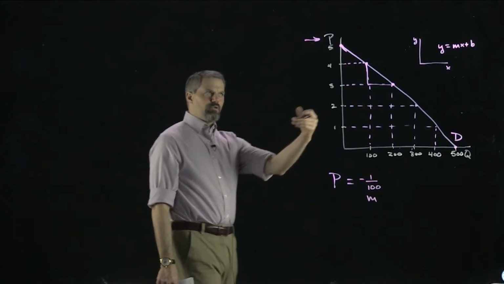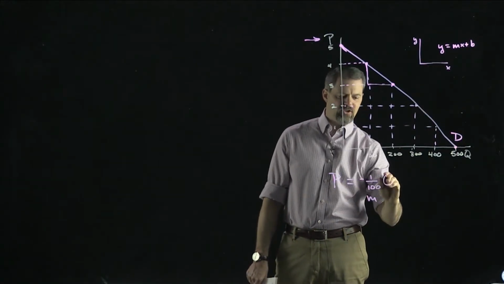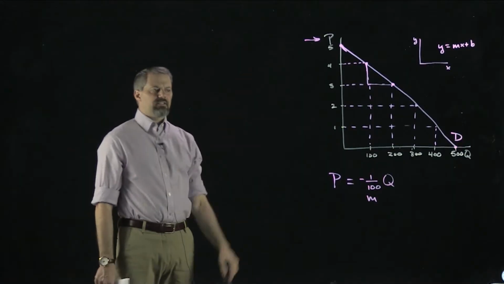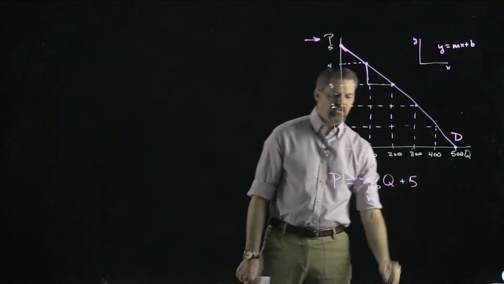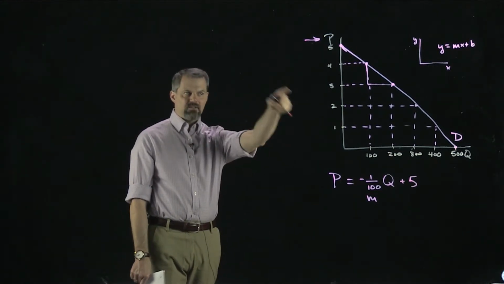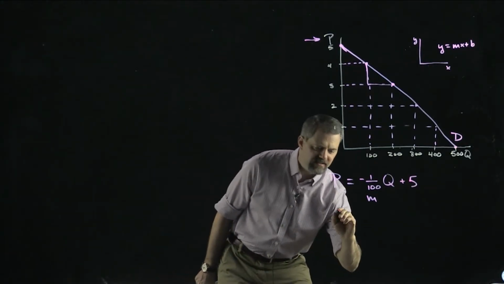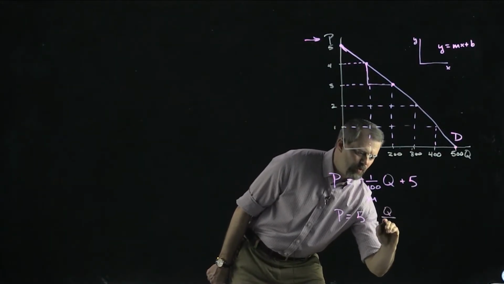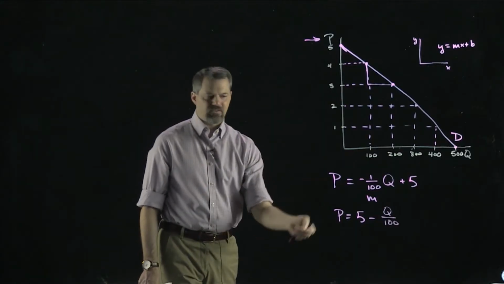Now, what you do then is you multiply that slope by the other variable, so that's q. And then we've got our intercept, our vertical intercept, which is 5. So right there is the functional form for that demand curve. Normally I would write it this way: P equals 5 minus q over 100. These two things are exactly the same.